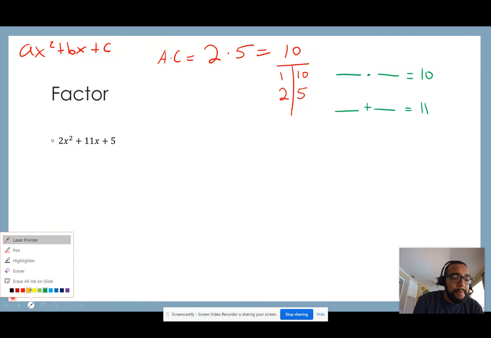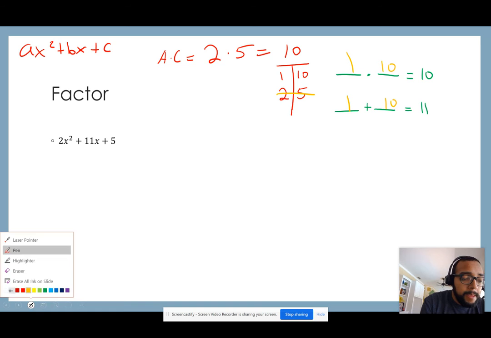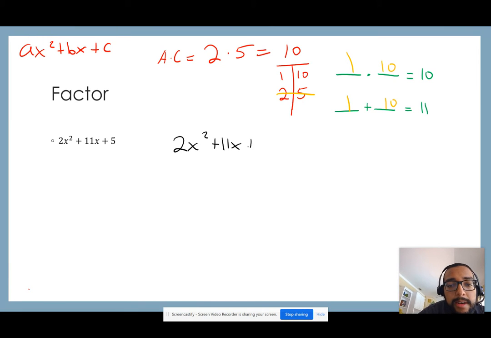So thankfully, we only have two pairs here to check. Well, 1 times 10 is 10, and obviously 2 times 5 is 10 as well. So let's check the second condition. If I was to add 2 plus 5, that would be 7. But if I was to add 1 plus 10, that would be 11. So 1 plus 10 ends up giving us 11, and also 1 times 10 gets us 10. So once we found that magic pair that works for us, I'll rewrite the equation right here, 2x squared plus 11x plus 5.